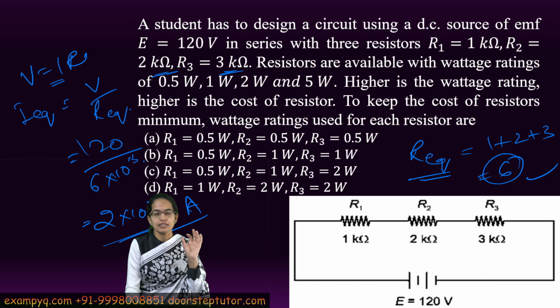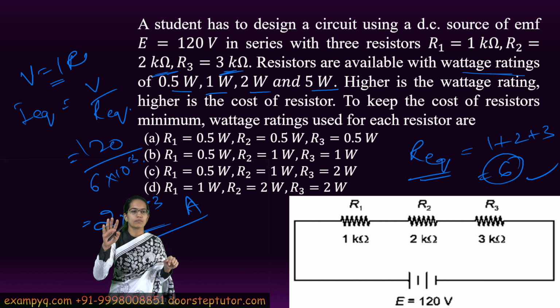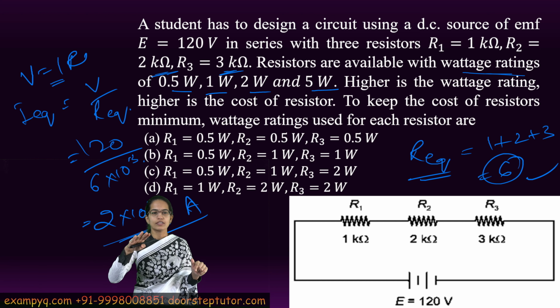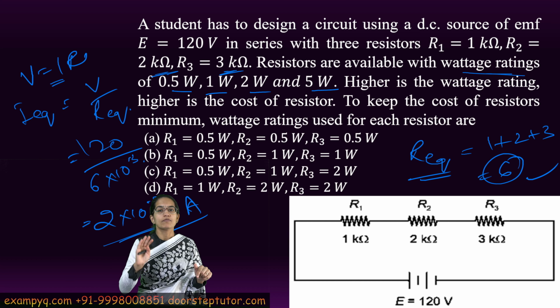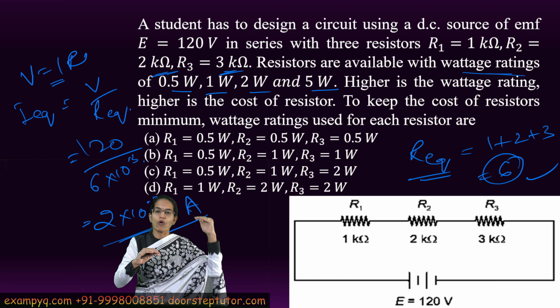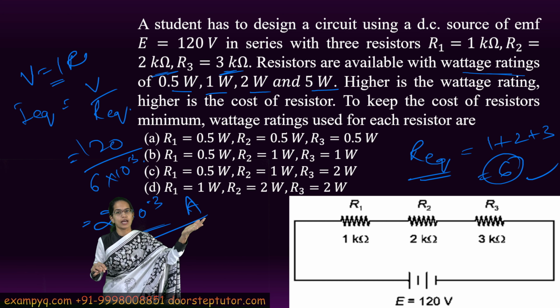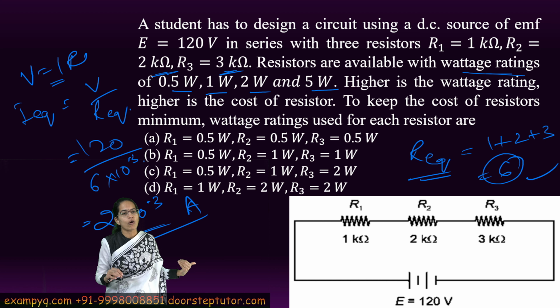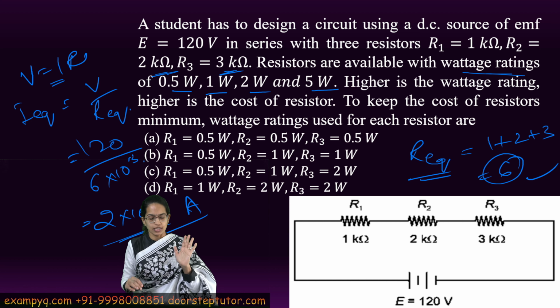The question, read the language here carefully. The resistors are available with wattage rating 0.5, 1, 2 and 5. That means each of the resistors could be either 0.5, 1, 2 or 5 watt. Right, 5 watt. Now the question again says that if the wattage rating is higher, the cost would be higher. We want to keep the cost minimum. So what wattage rating should we use?